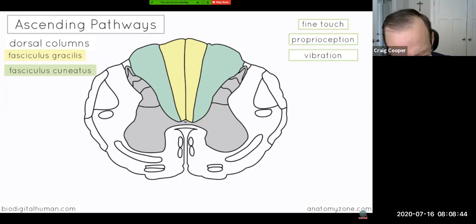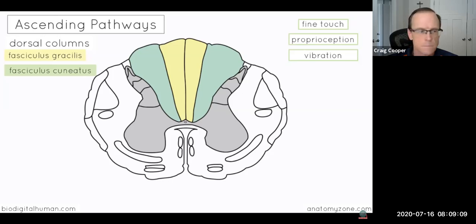Now how do you remember which one is medial and which one is lateral? So in yellow we've got the fasciculus gracilis, and in green we've got the fasciculus cuneatus. And how to remember this is that your arms are lateral to your legs, and you know from the previous mnemonic that the fasciculus cuneatus carries fibers from the upper limb. So because your arms are lateral to your legs, the fasciculus cuneatus is lateral to the fasciculus gracilis in the spinal cord. So next we've got the spinothalamic tracts.